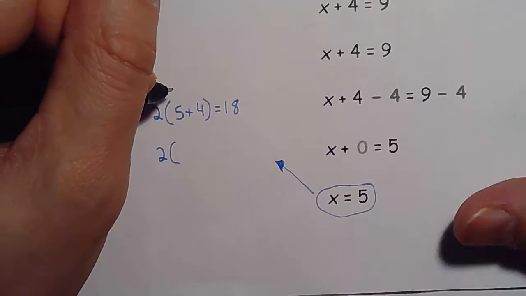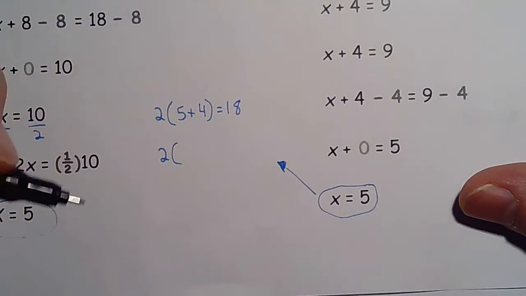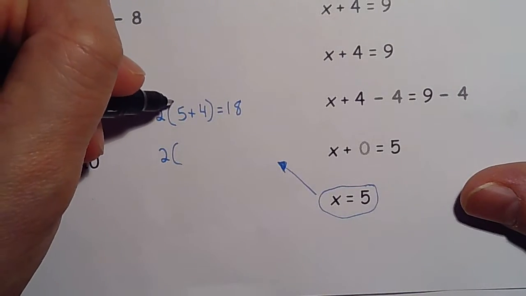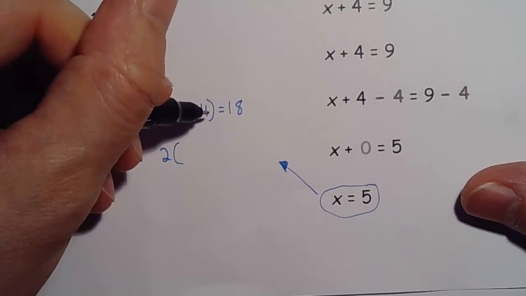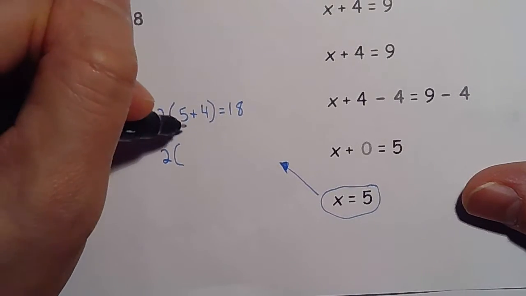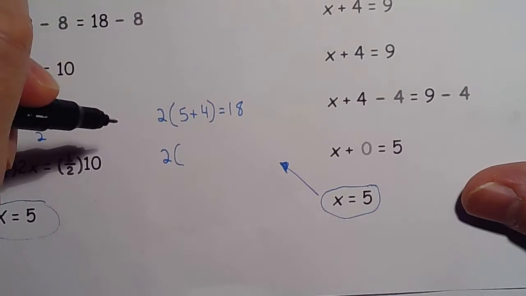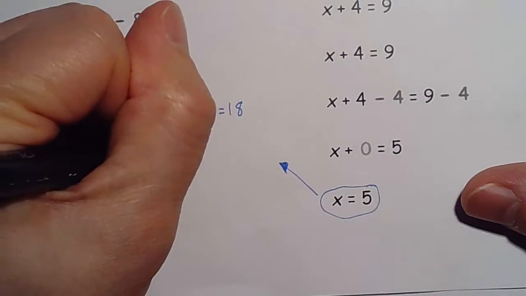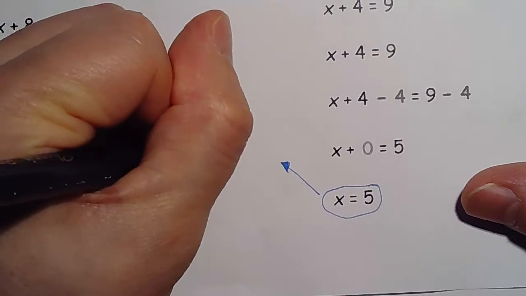I'm following PEMDAS, my order of operations. We need to do what's in parentheses first. I can't say 2 times 5 plus 4. That's not right. I could say 2 times 5 plus 2 times 4. Or I could just jump right in and do what's in parentheses. 5 plus 4 is 9 equals 18.